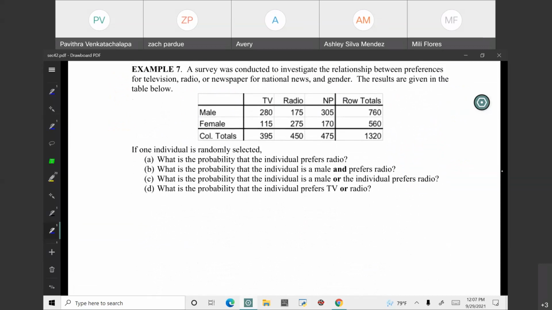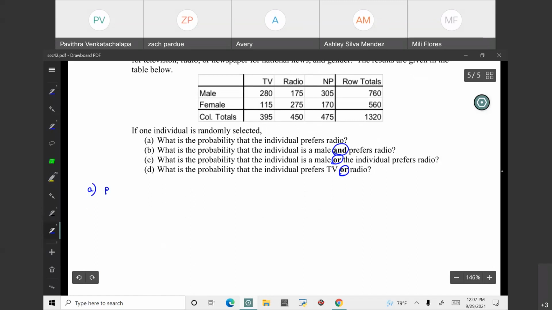Solve this. Use addition rule and multiplication rule and solve this problem. What is the probability that the individual prefers radio? So they are just asking the probability of radio. How do you solve this?